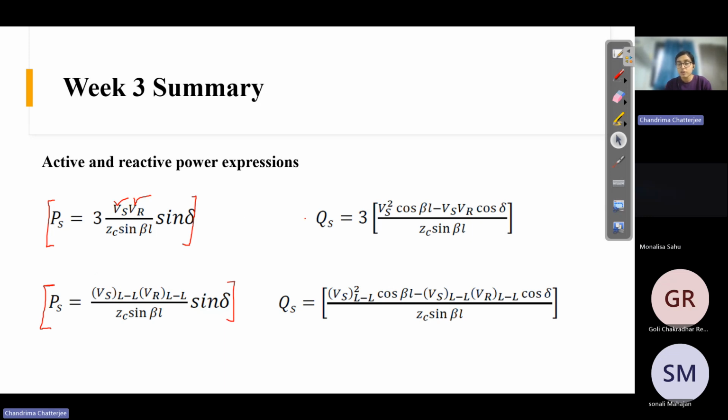Similarly, for reactive power also, you will get one expression like this. Okay. And if you express them in terms of line to line voltage, then QS will be this. The 3 will vanish and all these voltages will be line to line quantities. Okay.